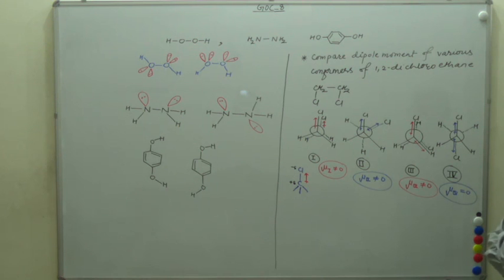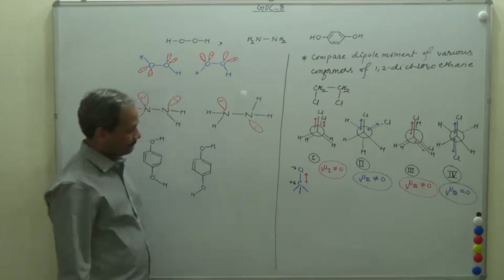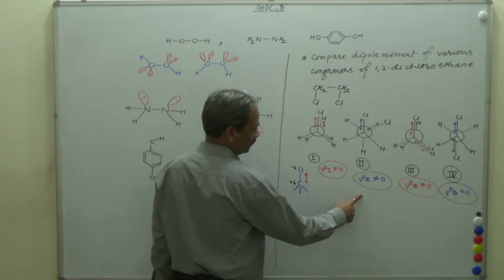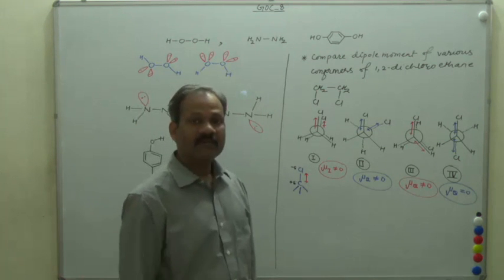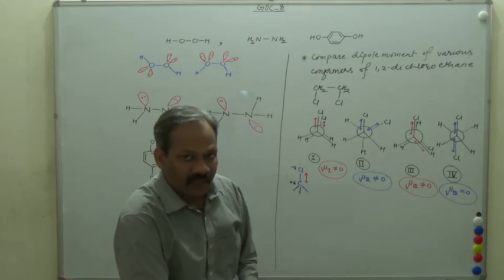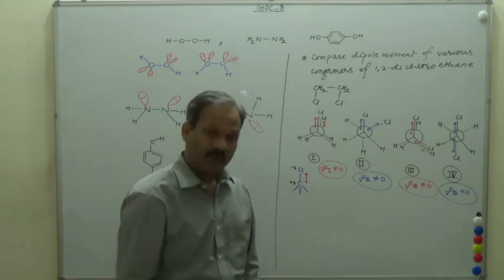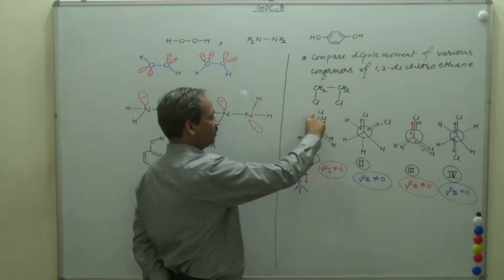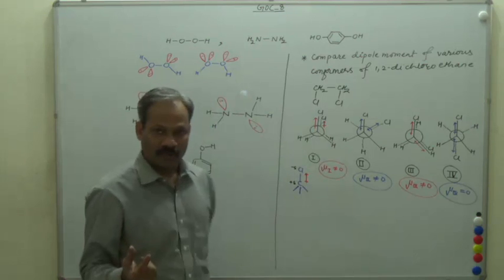When we compare their magnitude, it is clear that the dipole moment of the fully eclipsed form is more than that of the gauche form, and that is more than that of the partially eclipsed form, because dipole moment is a vector quantity. The resultant dipole moment is the vector sum of all bond moments. A bond moment is the dipole moment due to a particular bond. So the dipole moment due to this bond is called a bond moment, and the dipole moment due to this bond is called another bond moment.